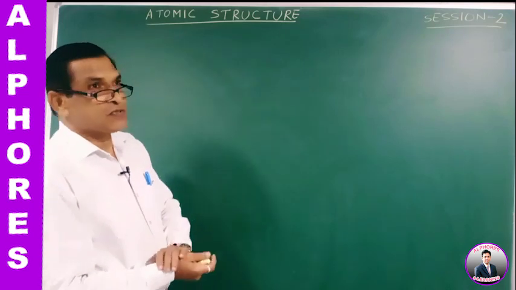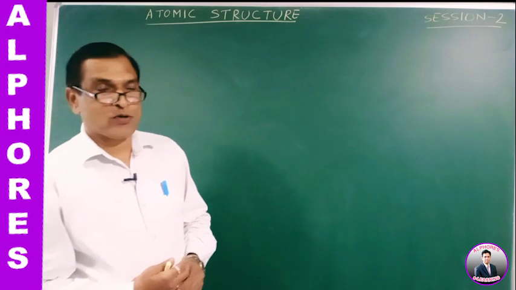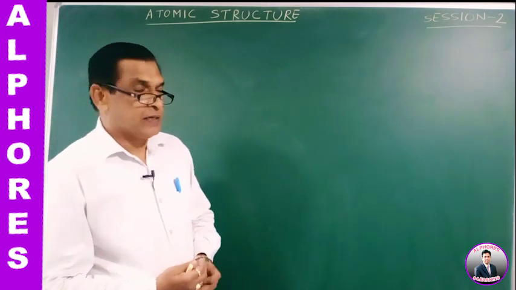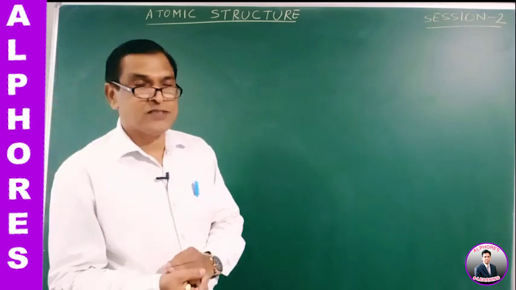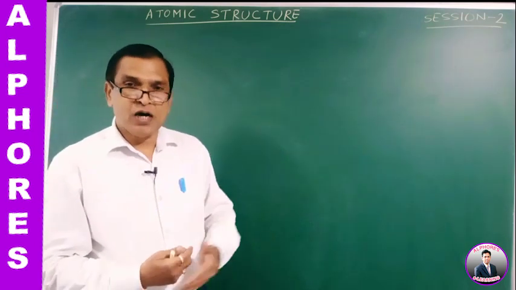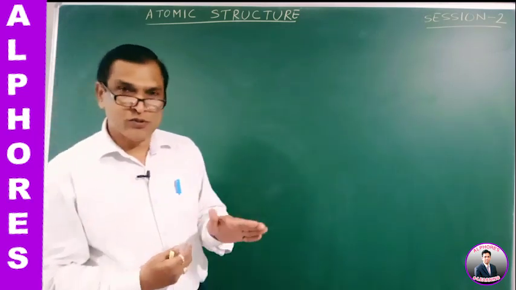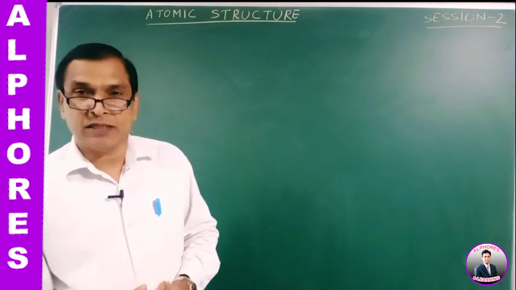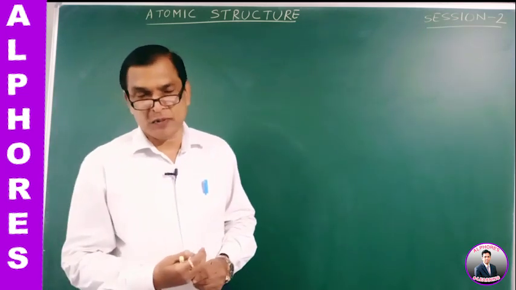Yes, in the last session we completed the discovery of electrons and the properties of electrons. Today in this second session, let us start with a quick revision of the discovery of electrons and their properties. Then we proceed to the specific charge and the determination of the charge of the electron, that is Millikan's oil drop experiment.